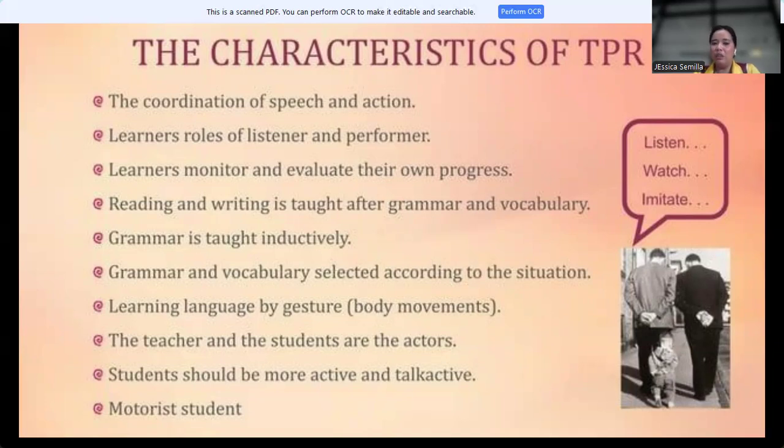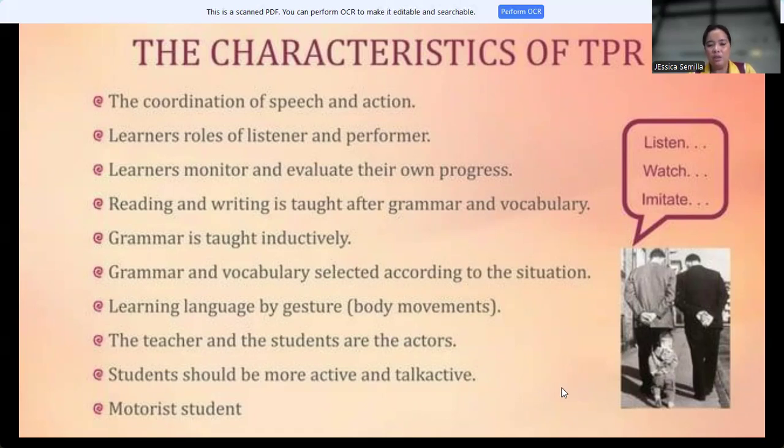So reading and writing is taught after grammar and vocabulary, and grammar is taught inductively or what we call specific to general. So grammar and vocabulary are selected according to the situation, and they are very particular with learning language through gestures or body movements. So the teacher and the students are all actors here. So they just listen, and then after listening, they're about to imitate.